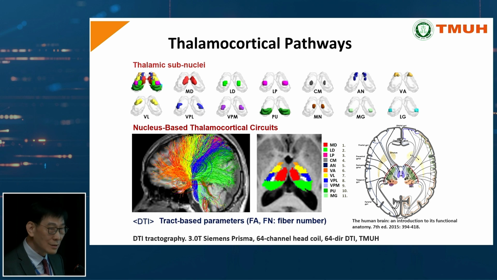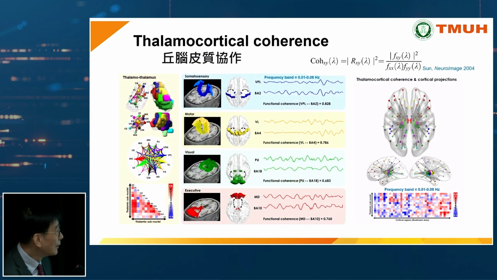We use high-resolution tensor imaging to segment the subnuclei of the thalamus, and we also do the subnuclei-based tractography. As you can see here, the blue color tract is somatosensory, and the yellow is the motor pathway. So we have a bunch of information. So now we can compute the thalamocortical coherence.